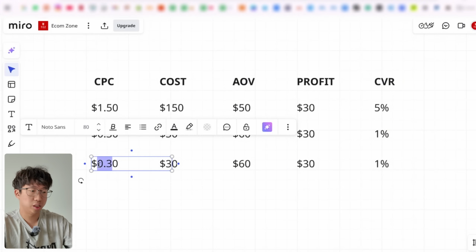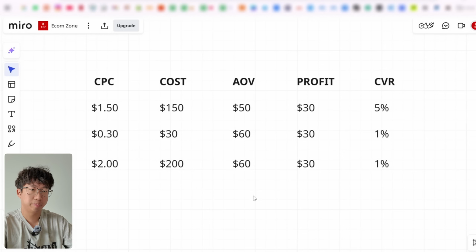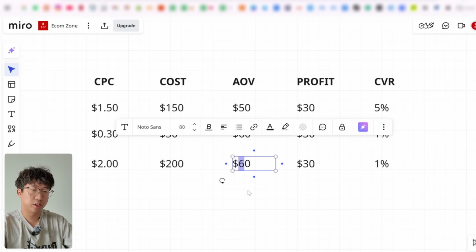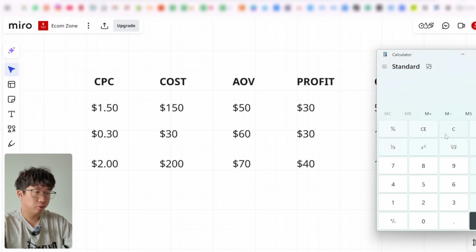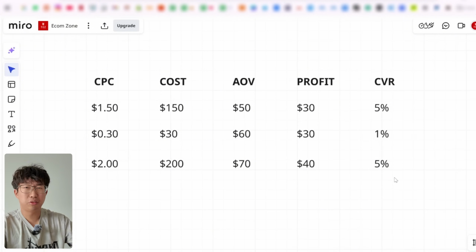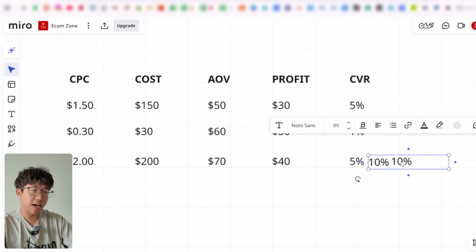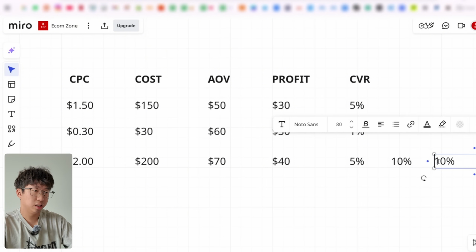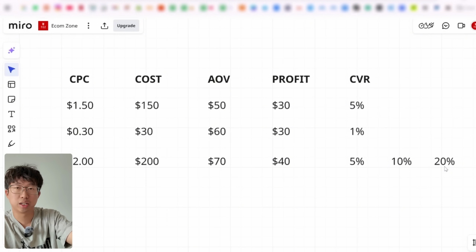Let's just say your CPC is like $2. That means your cost for 100 visitors is 200, right? And let's just say your average order value is 70, your profit is 40. That would mean 200 divided by 40 is 5. So you need a 5% conversion rate. And to get a 5% conversion rate, that means your checkout rate will have to be 10%, right? And then your add to cart rate would have to be 20%. Remember, it gets cut in half every part of the funnel. So add to cart, to checkout, to purchase.